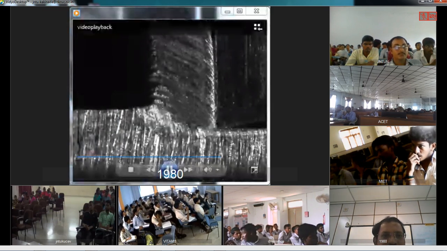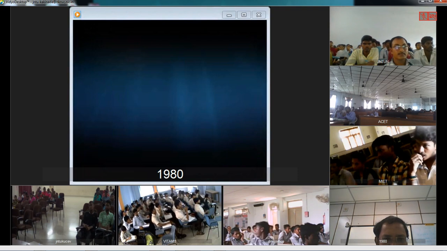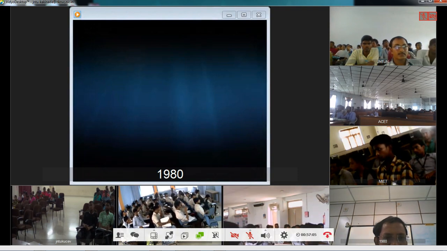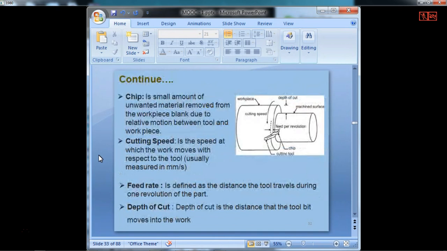Now I'll switch back to the PPT. So where we have the feed motion in this direction, and then we have the cutting tool, the workpiece, the new surface which is generated, and rotation of the workpiece. So you are familiar with these terms now, workpiece and cutting tool.